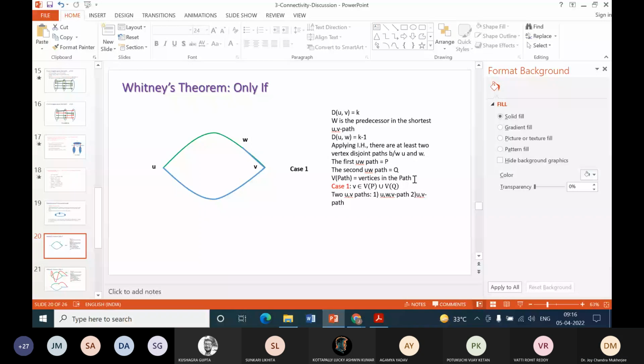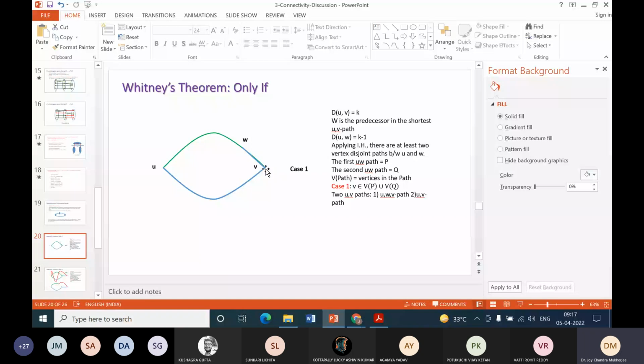Now case 1 is, basically what we have to say, UW के बीच में 2 vertex disjoint path exist कर रहा है. Suppose these 2 vertex disjoint paths are P and Q, and V belongs to V(P) union V(Q). That means in this picture V is not in the UW path, but in the UVW path V exist कर रहा है. So if this is the case, then we can say that U and V के बीच में 2 internally disjoint paths exist कर रहा है. एक है UWV and another is this UV.